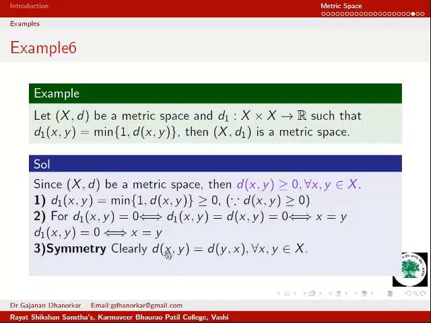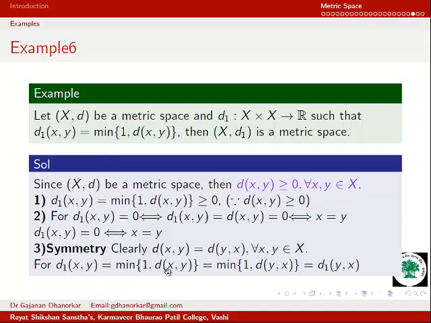Third condition, symmetry: d of x, y is equal to d of y, x. This holds because d is a metric. Now again, this is a very easy one. d1 of x, y is the minimum of 1 comma d of x, y. I will replace this d of x, y with d of y, x, because we know that d is a metric, so d of x, y is equal to d of y, x. This becomes the minimum of 1 comma d of y, x, and by definition this is d1 of y, x. Therefore, symmetry holds.